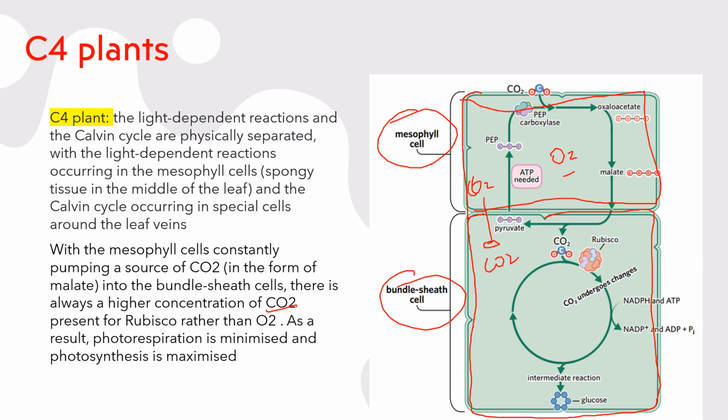So C4 plants have separated these two reactions across different cell types to trap oxygen and carbon dioxide into two different cell types, which means that photorespiration is really, really minimized and photosynthesis is maximized. So this is what C4 plants have done. That's what makes them really unique. They're more suited to a higher temperature climate. C4 plants have adapted in maybe tropical areas, places where the temperature is a little bit higher.